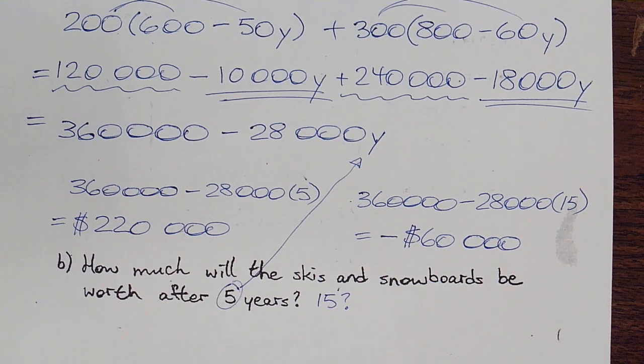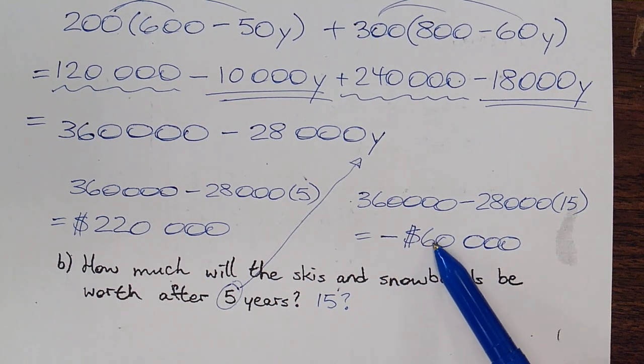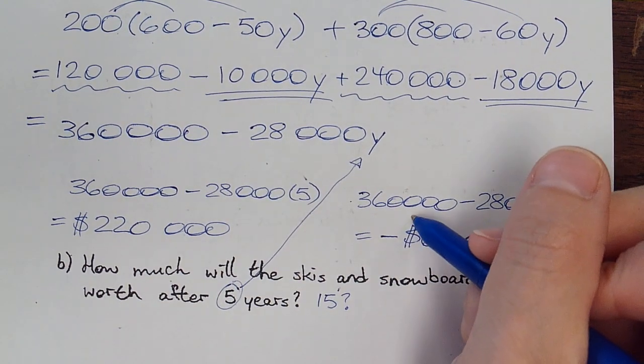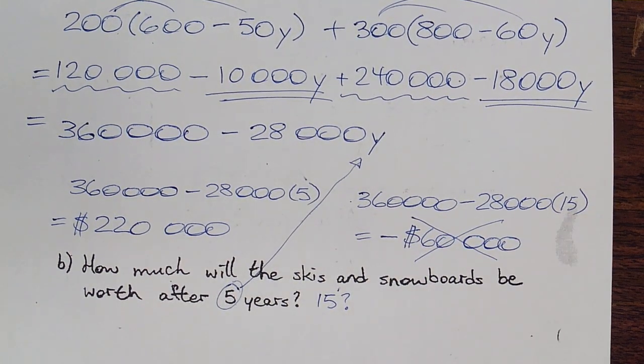It's a tricky question. Jaden, what do you think? Maybe before 15 years, the equipment will already be broken, not usable. Yeah. So what's the least value you can have for the snowboards and skis? Zero, right? Can you go in debt? If they're broken, they're broken. You don't get in debt with it. So this answer actually doesn't make sense.